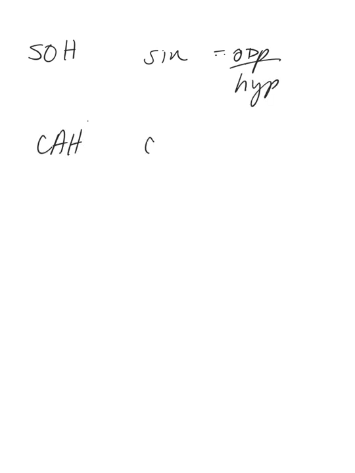What are the ratios? Let's just make sure we review these. What's this ratio? Sine, opposite over hypotenuse. Cosine, adjacent over hypotenuse. And then tangent, opposite over adjacent.